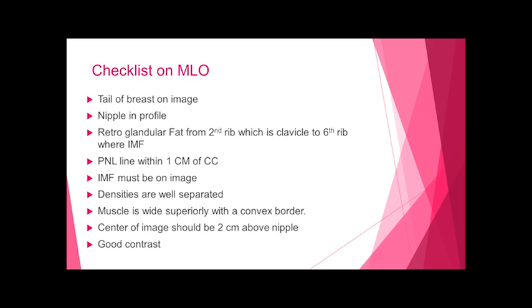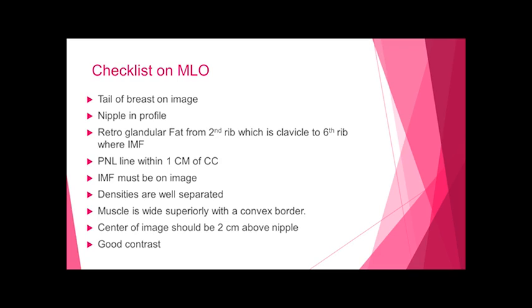So remember, the center of the image should be 2 centimeters above the nipple. The nipple must be in profile in the MLO view. You want that retroglandular fat from the second rib, which is the clavicle, all the way down to the IMF, which is your 6th rib. The posterior nipple line measurement should be within 1 centimeter on the CC and the MLO view.